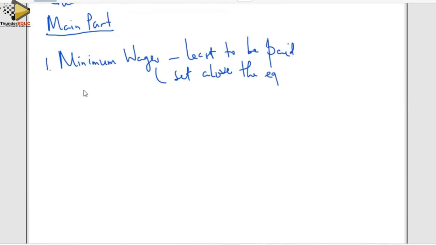And also, if you look at factors of production, they're not identical. Right. If you look at factors of production, they are not identical.